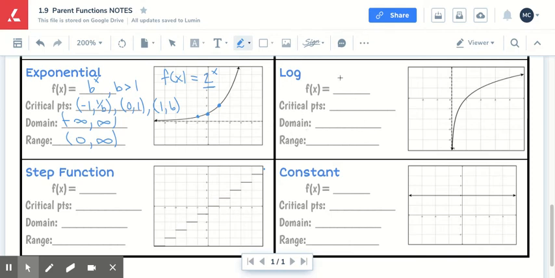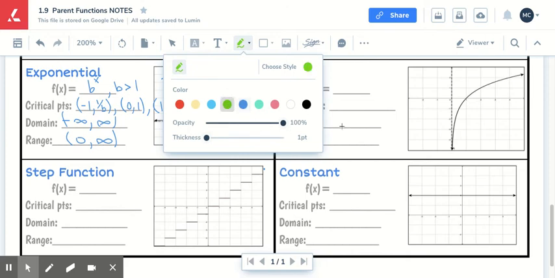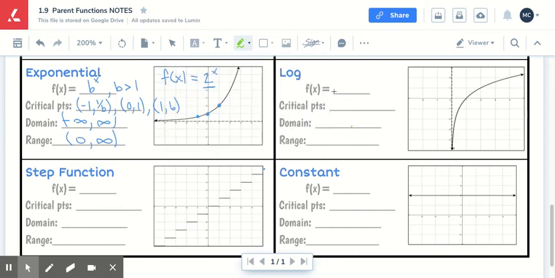Our next one is the logarithm function. For short, we call it log. The equation of this one is f of x equals log base b of x. And once again, on this one, the b value does have to be greater than 1.